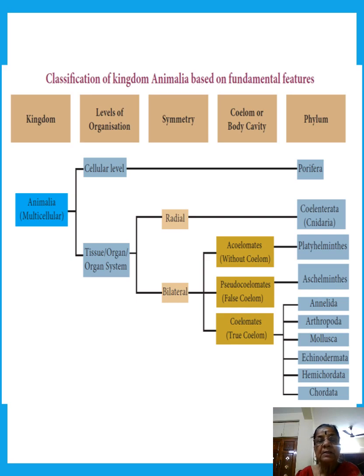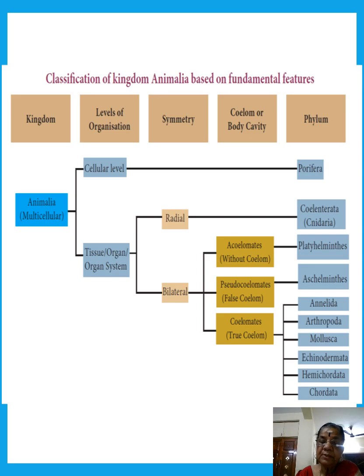And phylum: unicellular is phylum Porifera. Multicellular is diploblastic with radial symmetry, phylum Coelenterata, also known as Cnidaria. Then acoelomate, Platyhelminthes. Pseudocoelomate, Aschelminthes. And coelomate animals with the true coelom are Annelida, Arthropoda, Mollusca, Echinodermata, Hemichordata and Chordata.